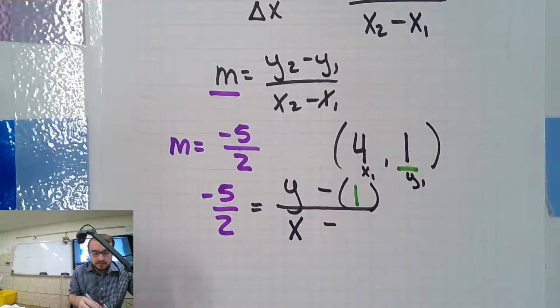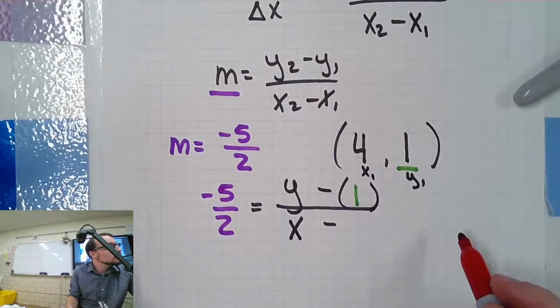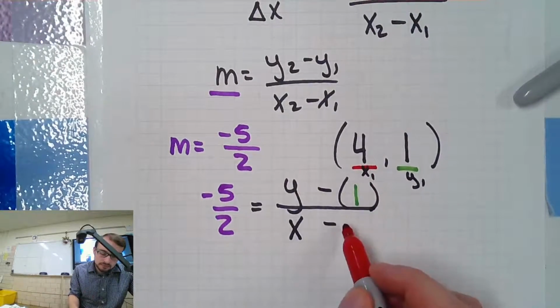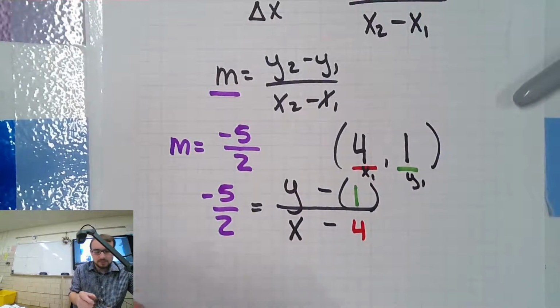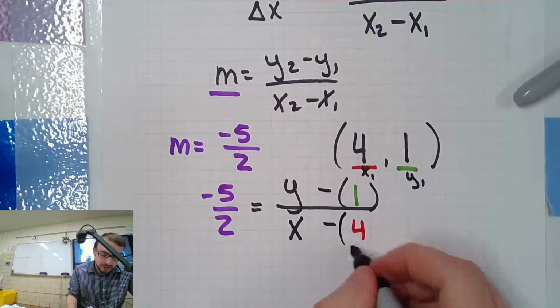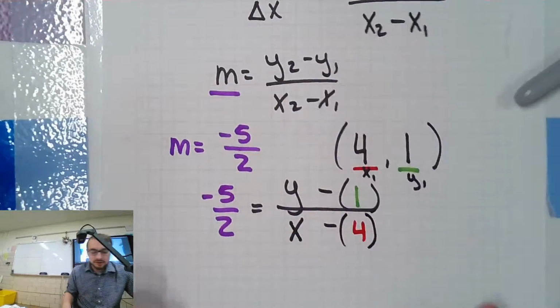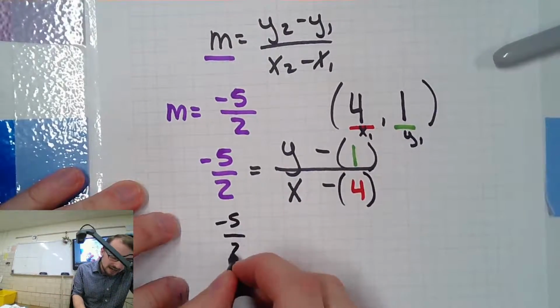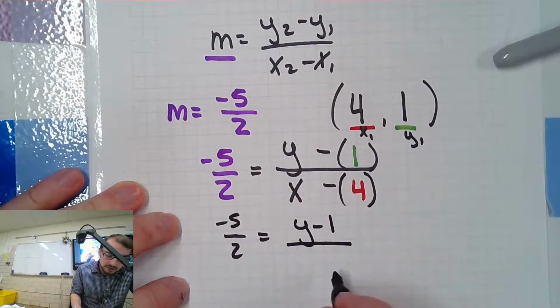Okay? So it's 1. What's our x1? Whenever I plug stuff in, I wrap it in parentheses, right? We talked about that, practicing safe x. So now let's simplify this. We have negative 5 halves equals y minus 1 over x minus 4.